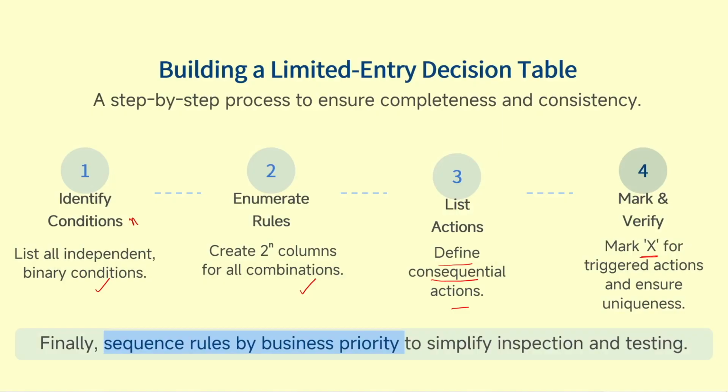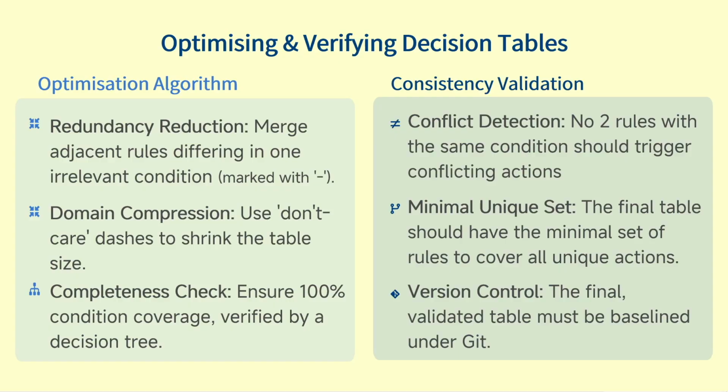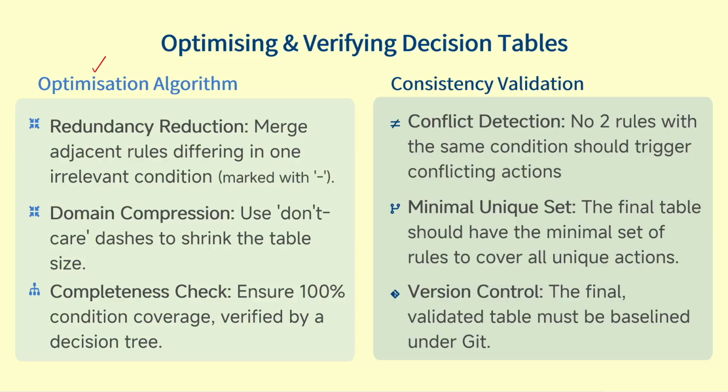So, this is the exact phase. The sequence rules by business priority will be taken to simplify the inspection and testing. So, how we can optimize and verify the decision table. This is another important aspect. One is optimizing. What exactly is optimizing? We have to reduce something with respect to the loss, or we have to increase something with respect to the profit. That is all. So, we are trying to reduce the redundancy.